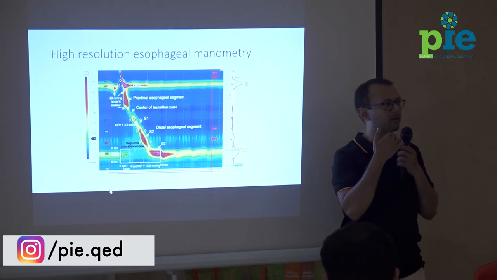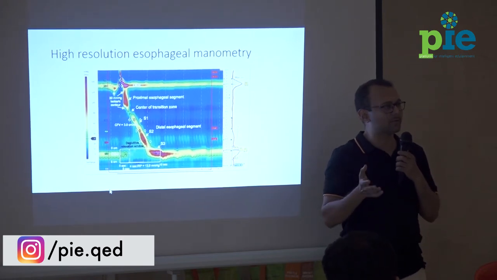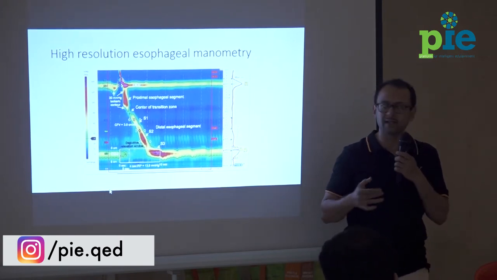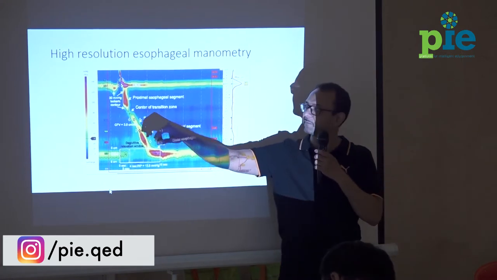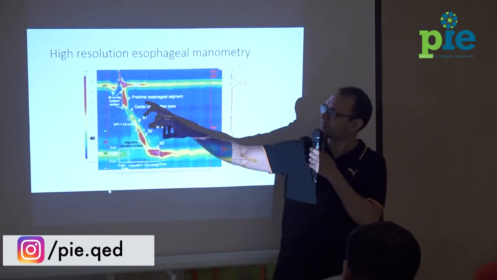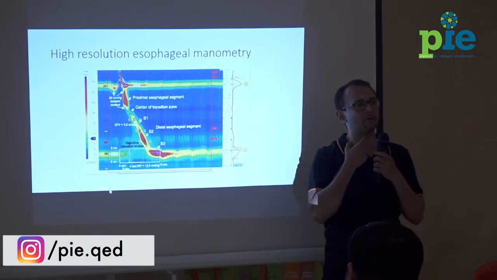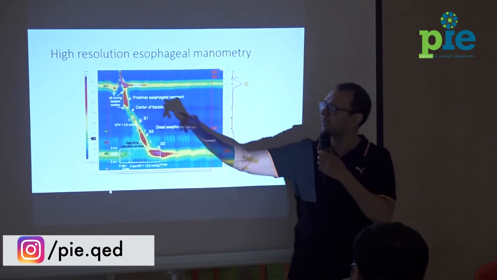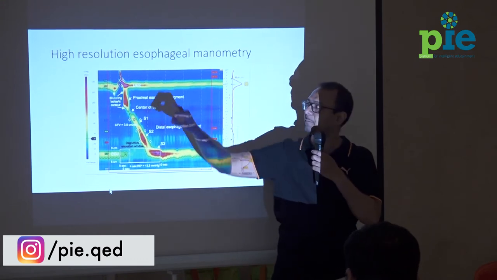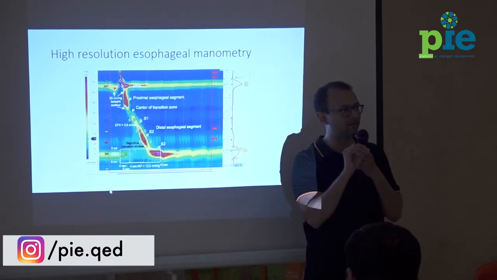So as soon as you take a simple wet swallow, dry swallow, solid, whatever you take, your peristalsis starts here. So I'll point to a couple of things. Upper sphincter at rest is tight. As soon as your swallowing starts, it relaxes. So you get a blue color. From being red or green, the pressure relaxes.